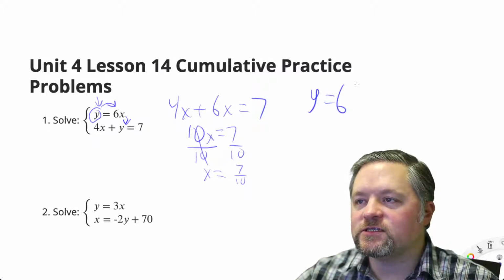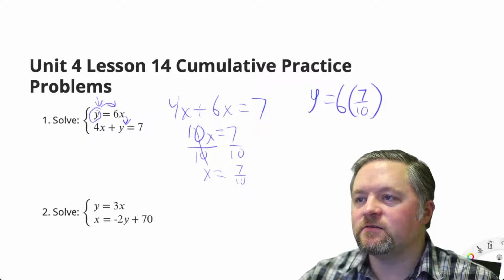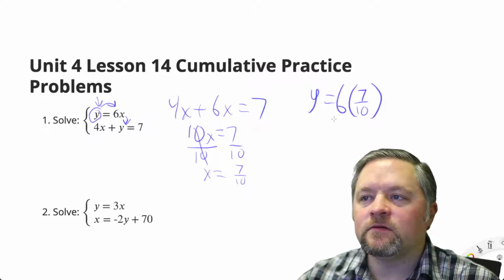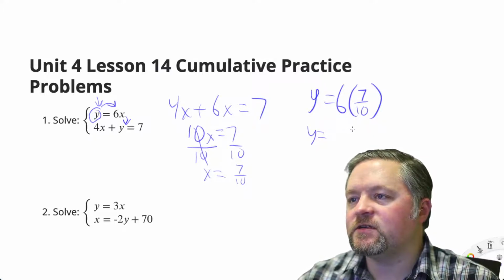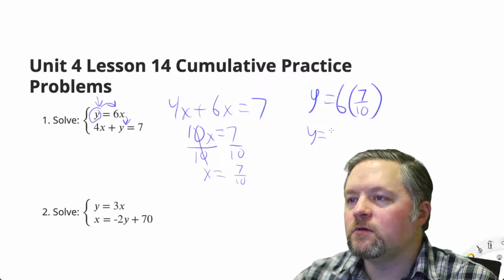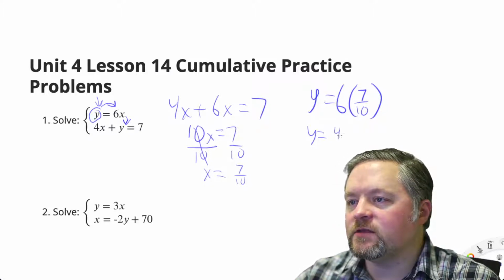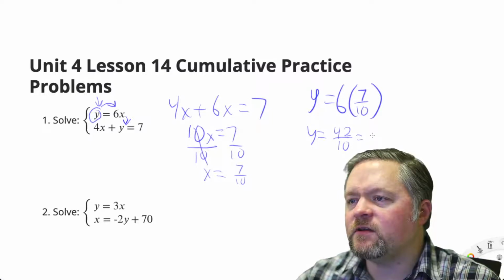y equals 6 times x, which is 7/10. So y equals 6 times 7 is 42, 42/10. Both of those are even, so 21/5.